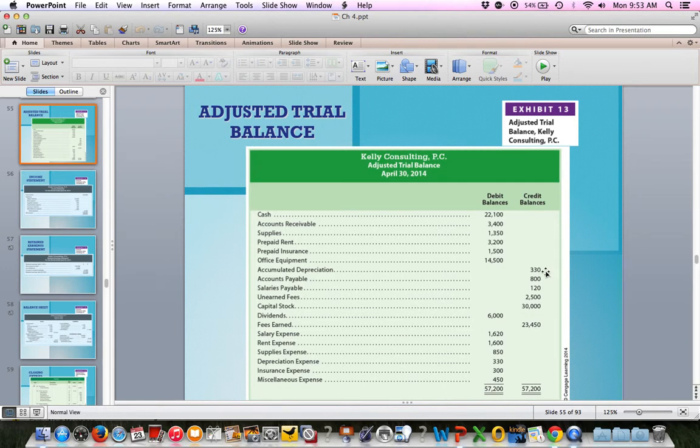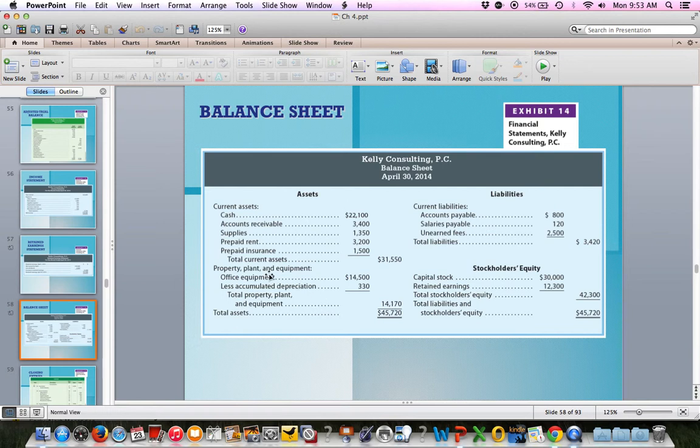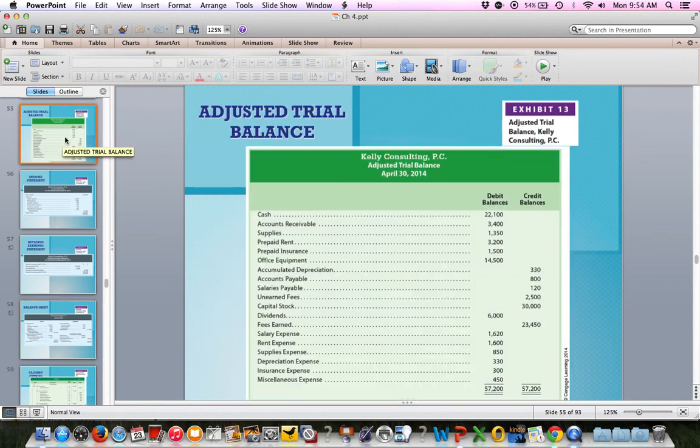Okay. Now remember, that's a contra asset account. And so it's an asset account that has a credit balance. And so a mistake I see people make is they see that over there on the credit side and think it must be a liability, but it's not a liability. So let's go back to the balance sheet. And we'll see that under property, plant, and equipment, we list the office equipment, the 14,500. So let's go back to the balance sheet and I'll show you where that came from. There's my 14,500. But I have to subtract from that the accumulated depreciation of 330.